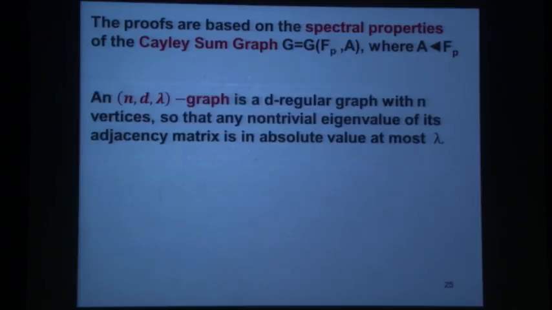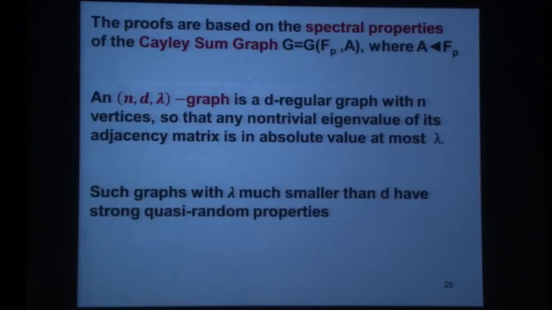And let me just, to save notation, call a graph an (n, d, lambda) graph if it is a d-regular graph on n vertices such that every eigenvalue besides the top one d is in absolute value at most lambda. And it is known that such graphs, if lambda is much smaller than d, have strong quasi-random properties, so they behave like random graphs in some sense.